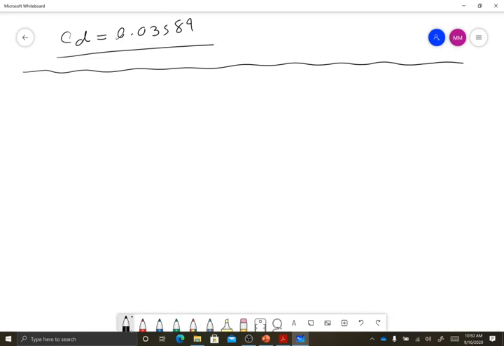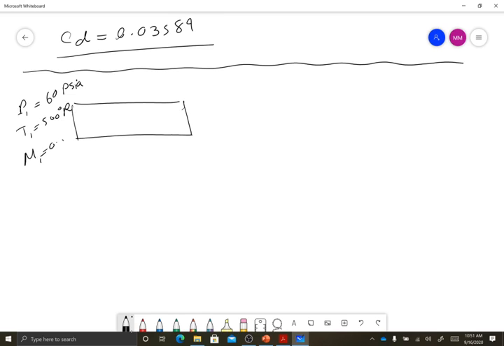Okay, question number 2. It is telling us the air enters a frictionless constant area pipe. So something like this. At P1 equals 60 psia, and T1 is 500 degrees Rankine, and M1 is 0.6.